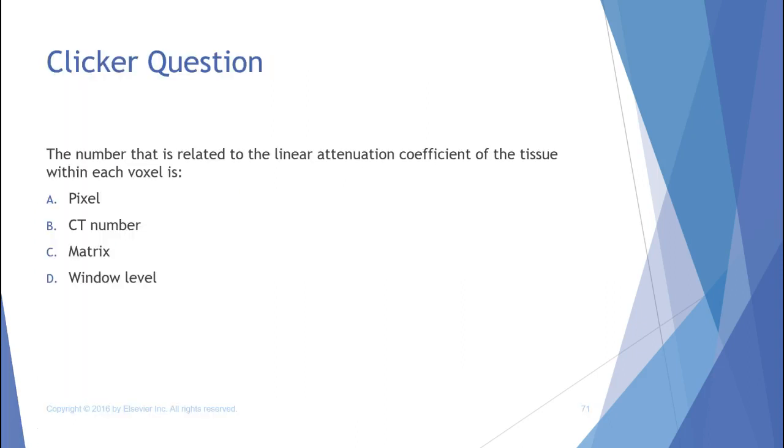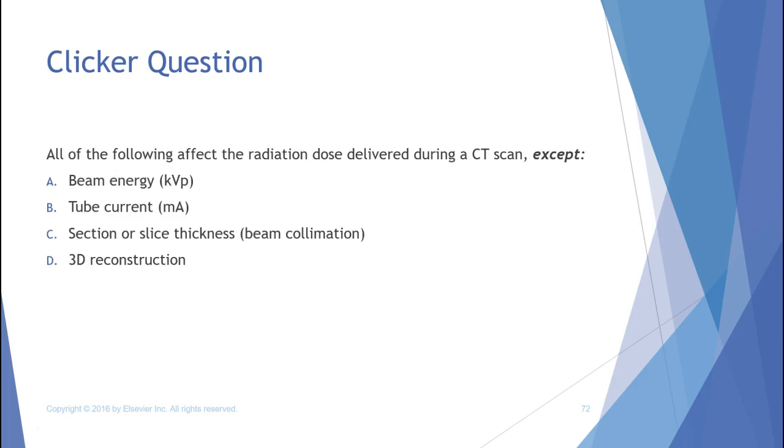Okay, so to wrap it up, the number that is related to the linear attenuation coefficient of the tissue within each voxel is, and the answer is B, the CT number. Okay. All of the following affect the radiation dose delivered during a CT scan except, so kVp we know does, mA we know does, the section or slice thickness we know does. 3D reconstruction we know does not, because it's always done after the fact, post-processing. So the answer would be D.